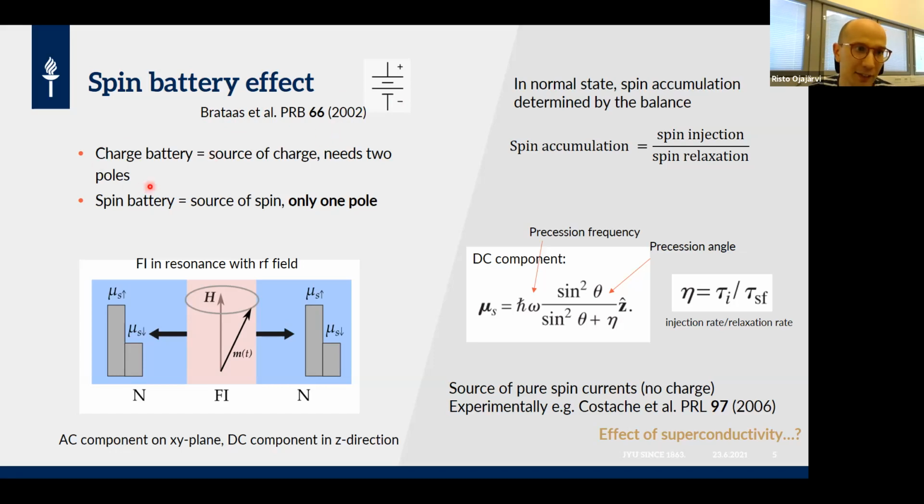So a charge battery, just to compare, is some source of charge. And because charge is conserved, you cannot really generate it, so you need two poles for a charge battery. But a spin battery can be a little different because spin is not conserved. We just saw that you can generate it by this precessing magnetization. Then you actually only need one pole for the spin battery. And you cannot store spin like you can store charge. You must generate it constantly if you want to have a constant source of spin.